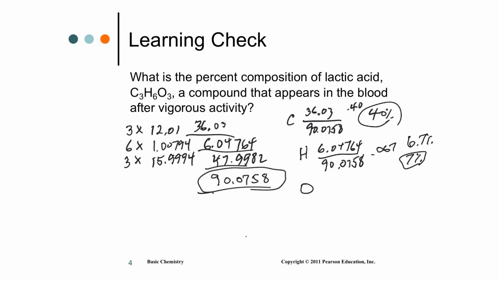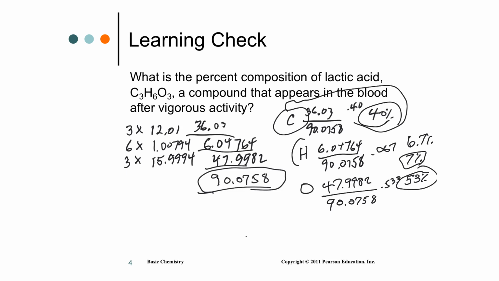And the last one is oxygen. Oxygen's total was 47.9982 over 90.0758. I've got 0.533, which is 53%. Let's see if that makes sense. 53 plus 7 is 60. 60 plus 40 is 100. We're always heading towards 100%. So this is your answer: carbon is 40%, hydrogen is 7%, oxygen is 53%.